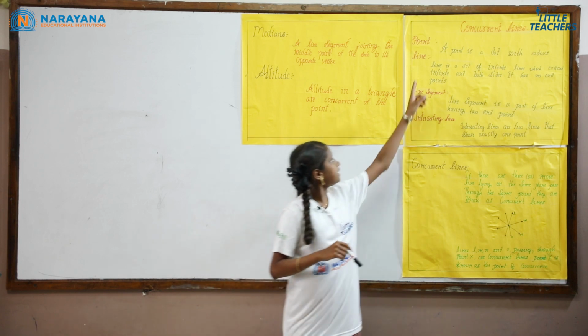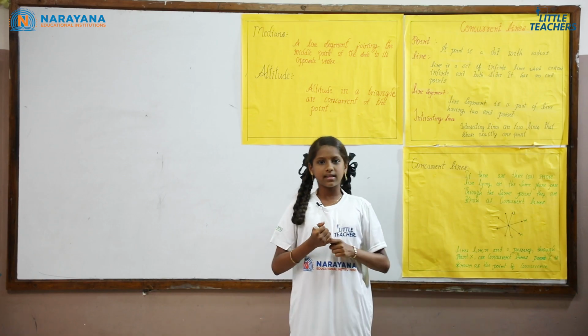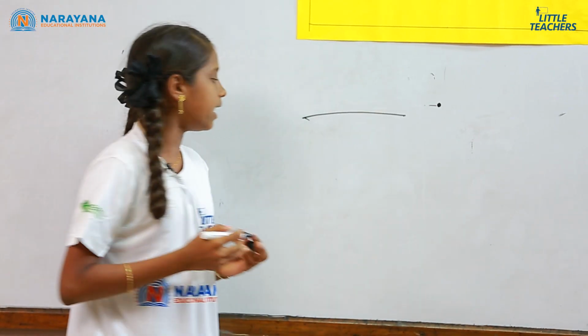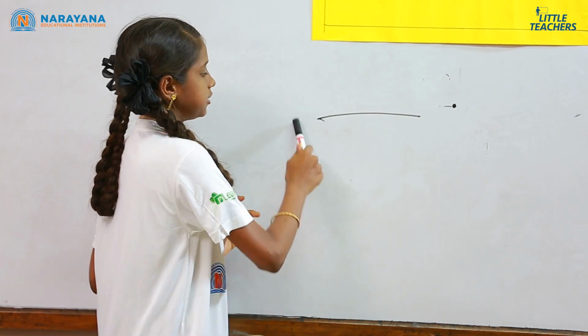And a line is a straight path that is endless in both directions. Here, I have drawn a line. It is endless in both directions. For example, time. Time is endless.